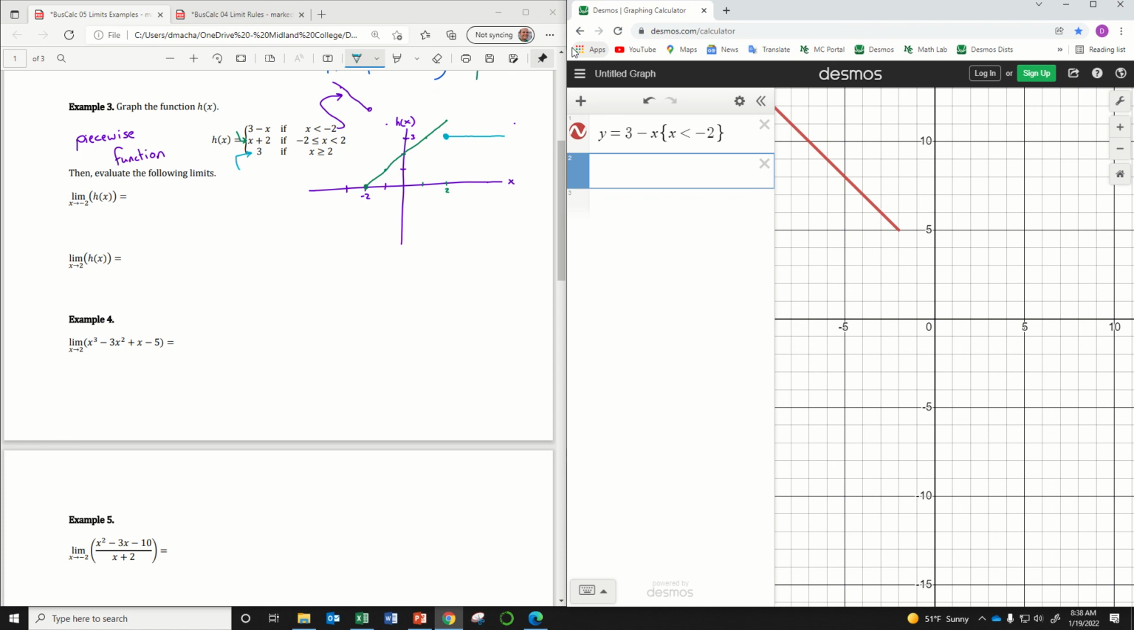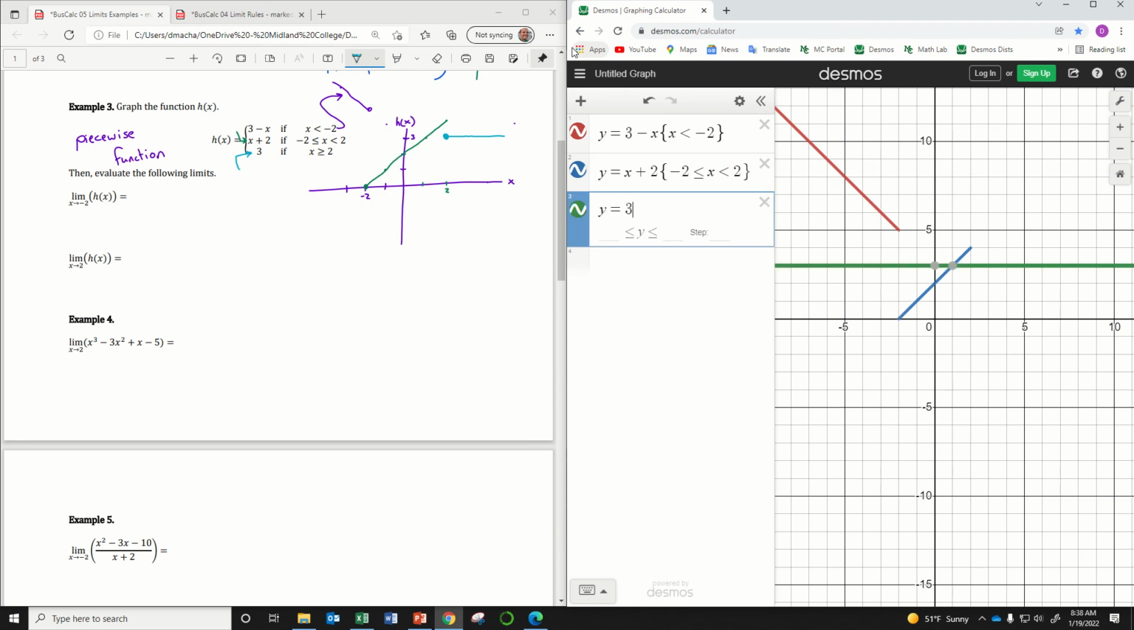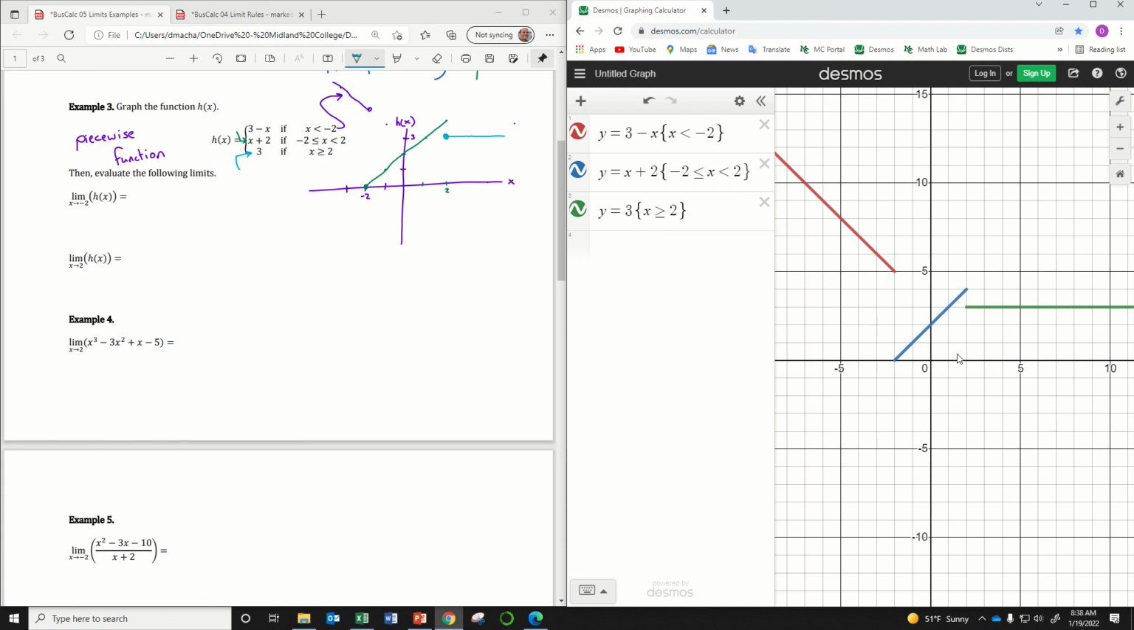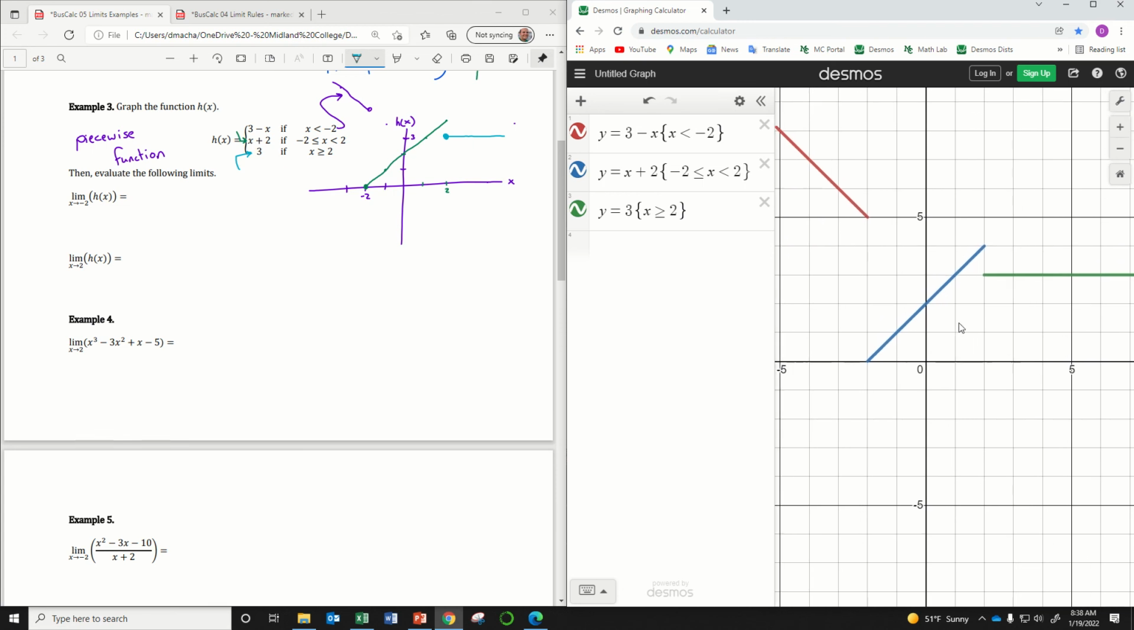And my second branch, or piece of my function, I should say, is x plus 2, but only if x is between negative 2 and 2. And then finally the third piece of my piecewise function is just the value 3 if x is greater than or equal to 2. And so this is a piecewise function because it comes in 3 different pieces, right? The first, second, and third pieces are red, blue, and green here on Desmos, as you can see over here.